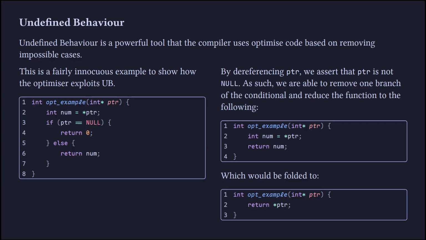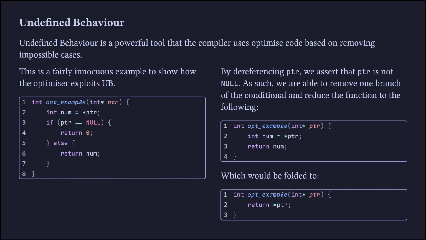I like showing this example because it obviously seems like you are checking for errors, but you're not. Once you've called that dereference, you've made an assertion to the compiler that you're upholding your part of the contract, and if you're not, it's going to cause problems.